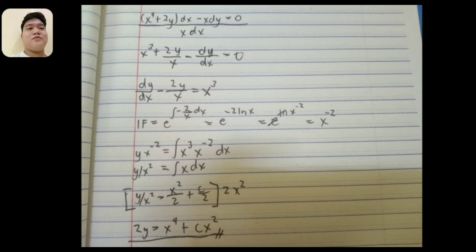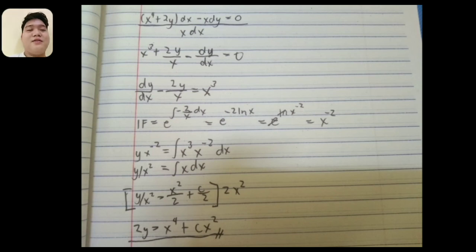Oh, not yet, it's not in standard form yet. So let's transform it. So dy over dx minus 2y over x equals x cubed. Now this is the standard form.